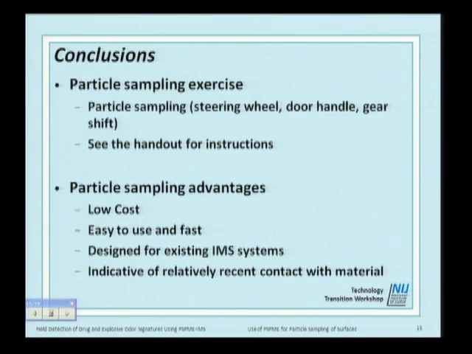And then we can proceed. So in summary, particle sampling has these advantages: low cost. These materials are fairly inexpensive, very easy, very fast. They're designed to use with existing IMS systems. And because of this secondary transfer, they're an indication of relatively recent contact with material, which is a big advantage and plays into your policies as to what to do next when you do see a positive response.